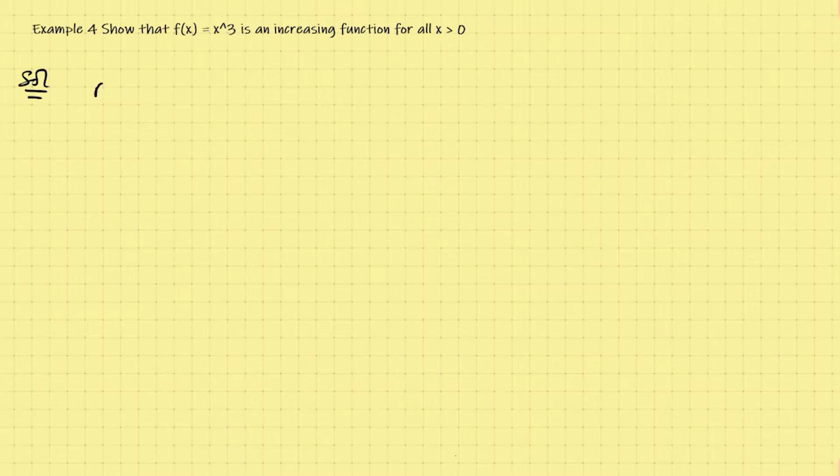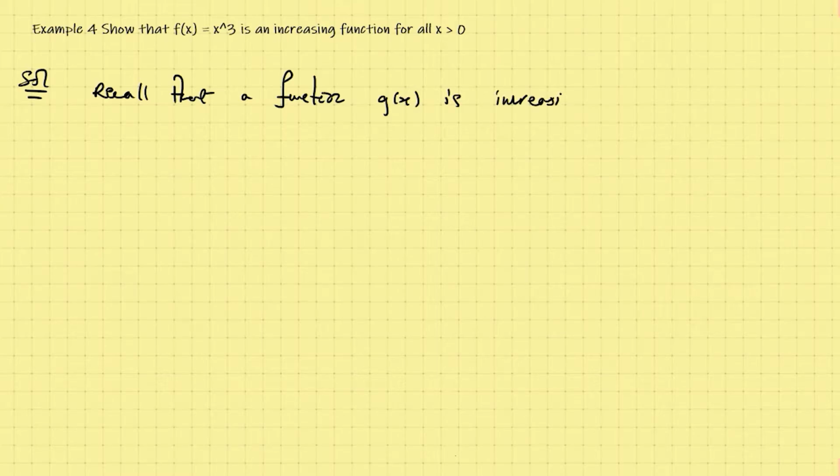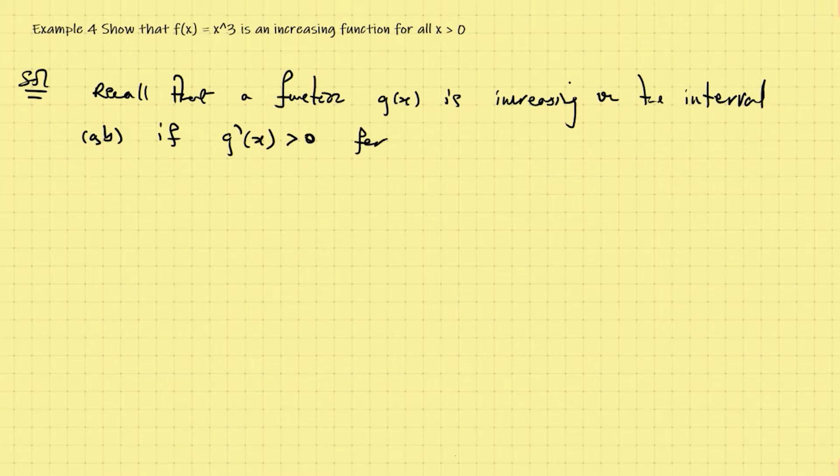Solution. Recall that a function g of x is increasing on the interval (a, b) if g prime x is positive for all x in that interval. So that's the condition for what it means for a function to be increasing. We just apply that to our function f of x in this case.